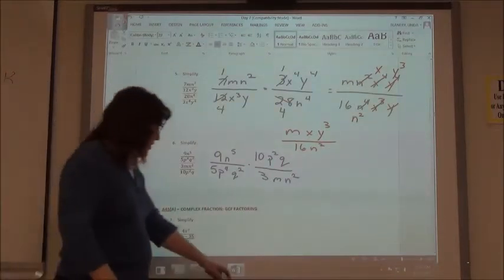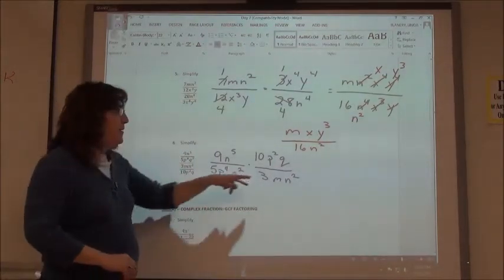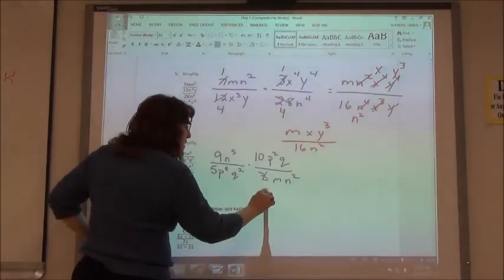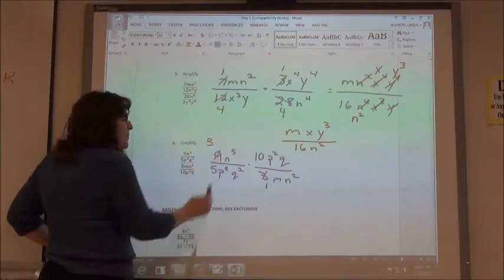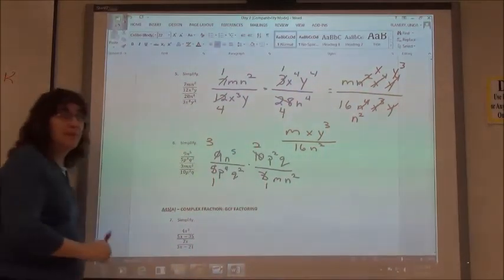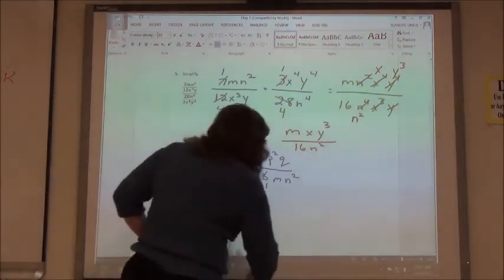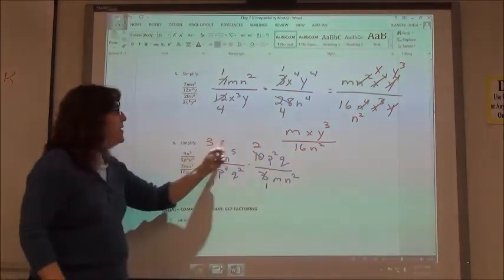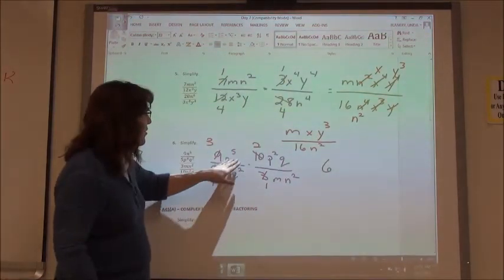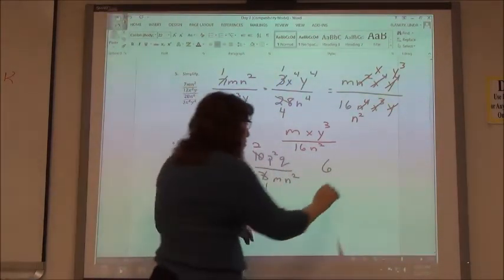All right, so I flip my second fraction around. I'm going to multiply. First of all, 3 goes into here once, into here 3 times. 5 goes into here once, and into 10 2 times. So when I multiplied, 3 times 2 is 6. I have an n to the 5th, a p squared, and a q.